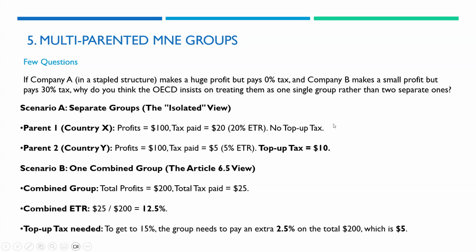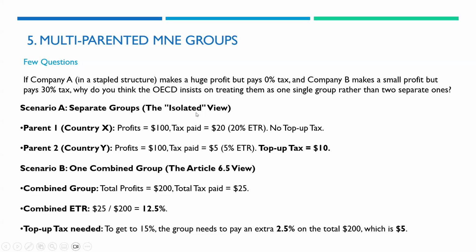It is not always effective in the sense that, let's take this scenario. Let's say parent one has a profit of $100, and they pay a tax of $20. So they have an effective tax rate of 20%. Would they need top-up tax? Absolutely not, because their effective tax rate is more than 15%. Parent 2 in country Y has a profit of 100 and they pay a tax of 5. So they have a 5% effective tax rate. And what is the top-up tax they have to pay? They have to pay top-up tax at 10%, which is $10.